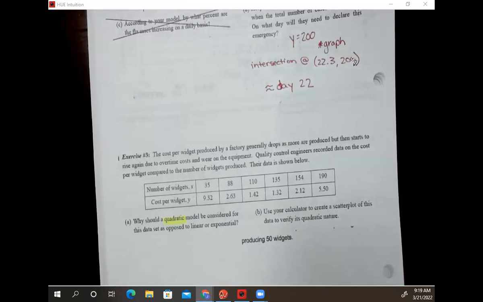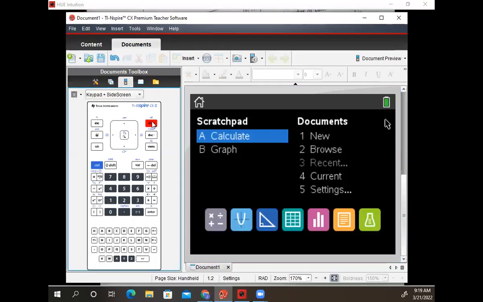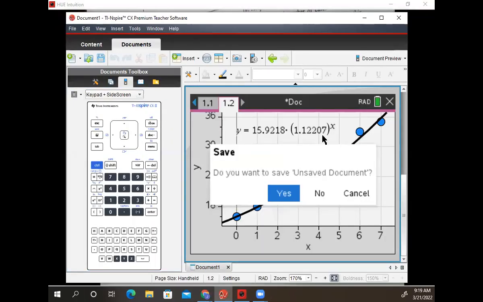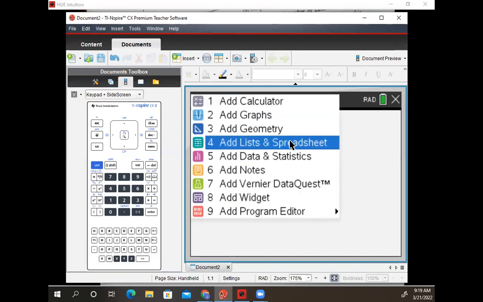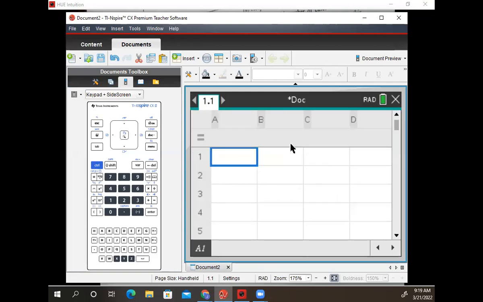So let's go ahead and make our table for this and take a look at why that might be a good fit. So I'm going to pull my calculator back up. I'm going to go ahead and make a brand new document. If you wanted to, you could type over the old information that you have. I'm just going to make a brand new document. So I'm going to go to my dot key here. No, I do not want to save this, but I do want to add a new list and spreadsheet page.